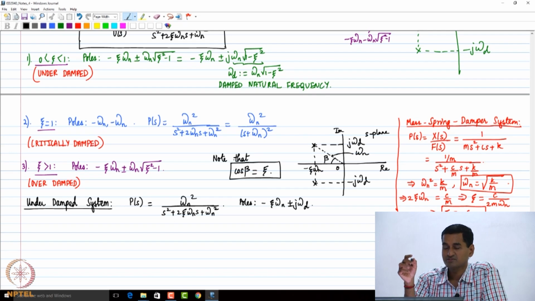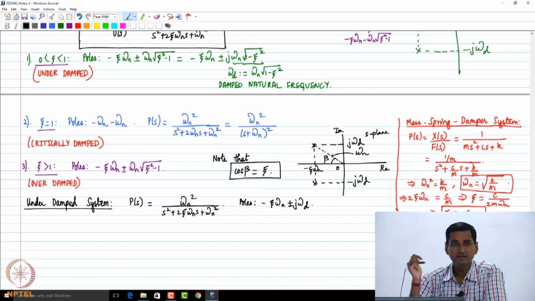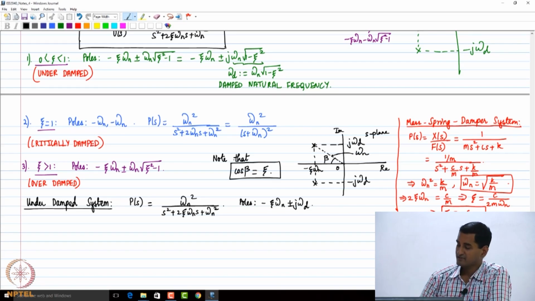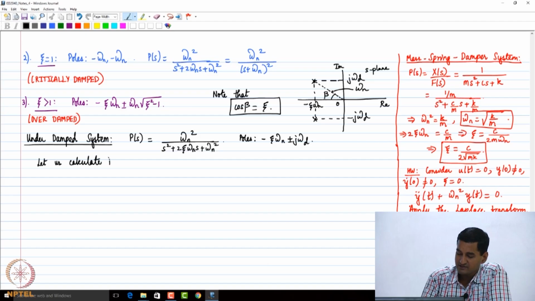Please remember this. So if you increase the damping ratio, what do you think will happen to this angle beta? It will decrease, right? And vice versa. Please remember that. So let us calculate the unit step response of this underdamped system.